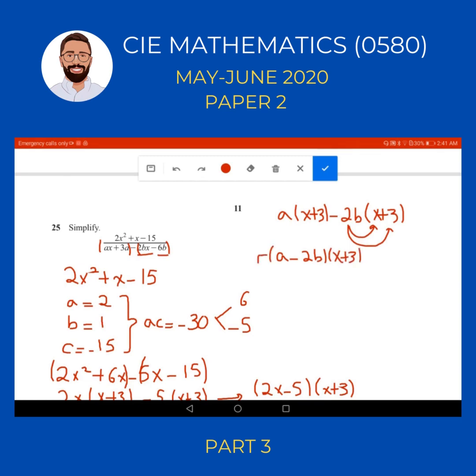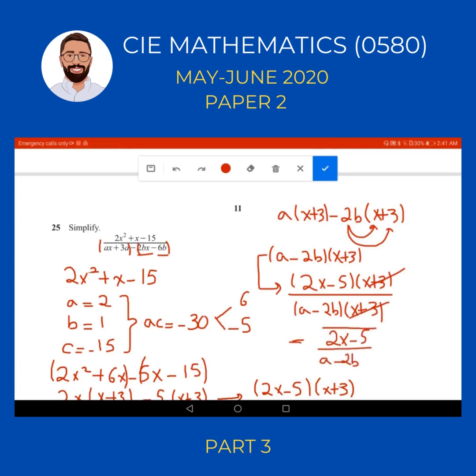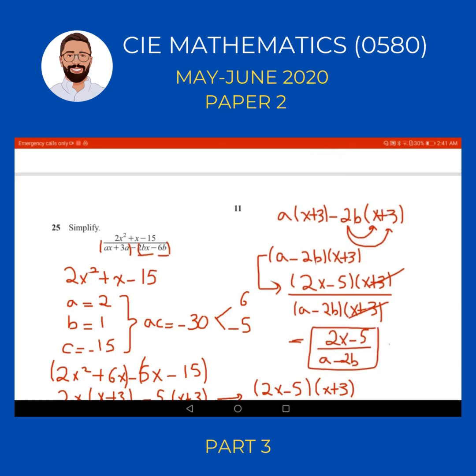Now to simplify, the factorized form of the numerator is 2x minus 5 times x plus 3, and the factorized form of the denominator is a minus 2b times x plus 3. Now to simplify, you need to cancel x plus 3 with x plus 3, so the final answer is 2x minus 5 divided by a minus 2b.